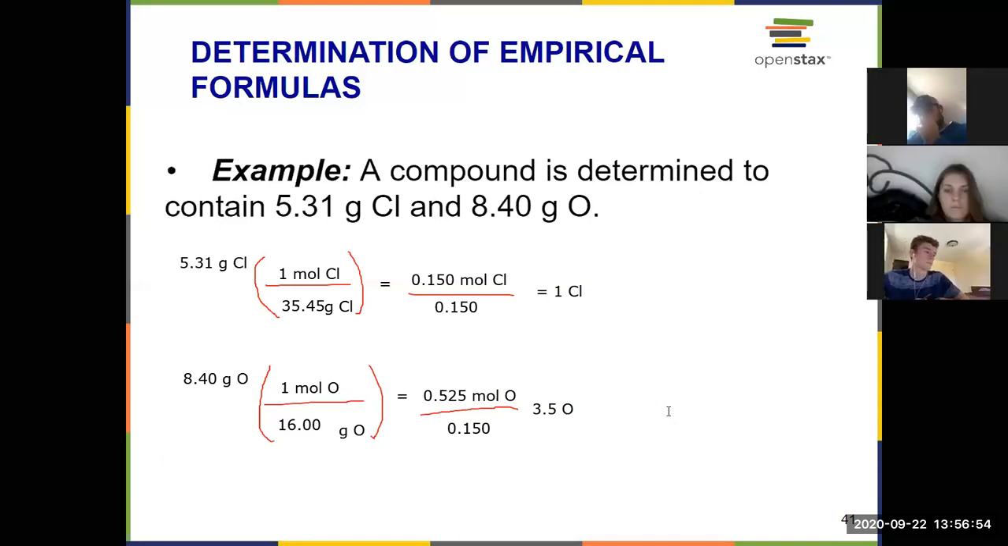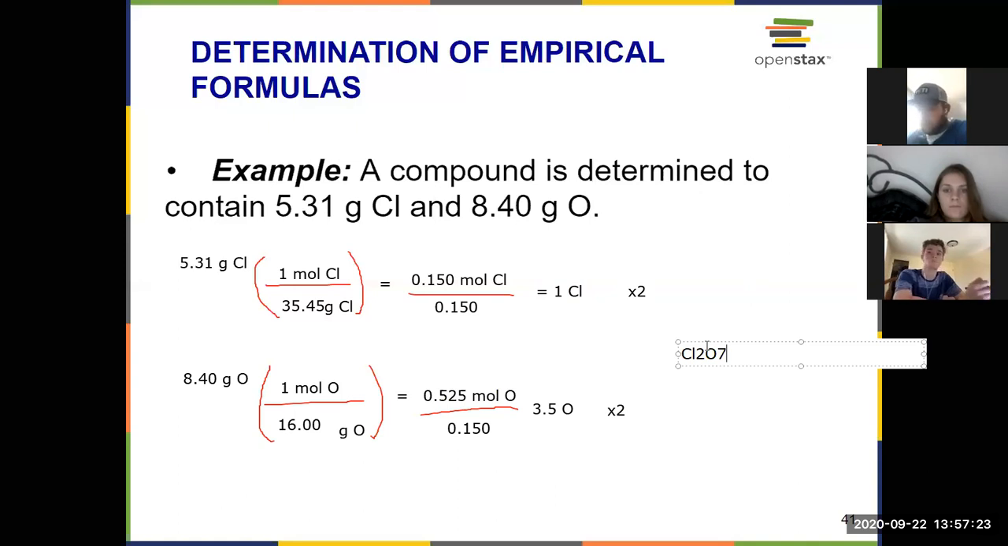So the last step tells me, okay, how do I get 3.5 into a whole number? I have to multiply it by some sort of integer. So I multiply everything by 2. And the final answer here is Cl2O7, keeping in mind that those should be subscripts, Cl2O7.